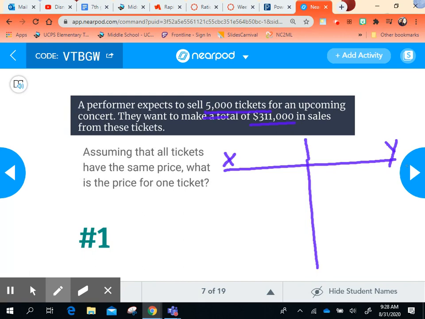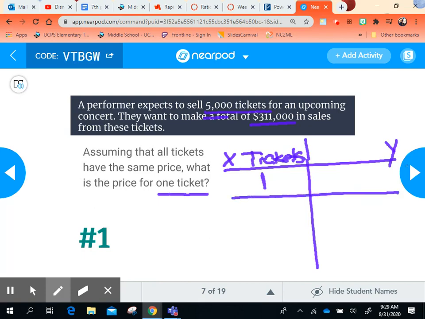Assuming that all the tickets have the same price, what is the price for one ticket? So right here, this is our key phrase. It's telling us we want one ticket. So I know that I want my one to be on the X column, always. So if it says one ticket, that means tickets are going to be my X column. So when we have things like one or per or each, that's telling us which number goes in our X column.